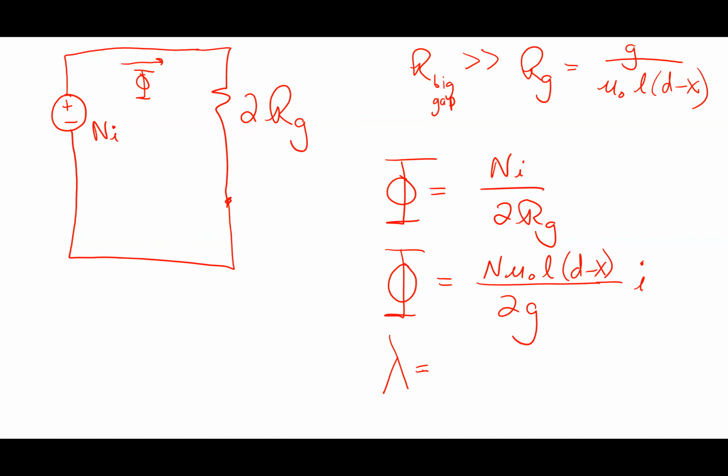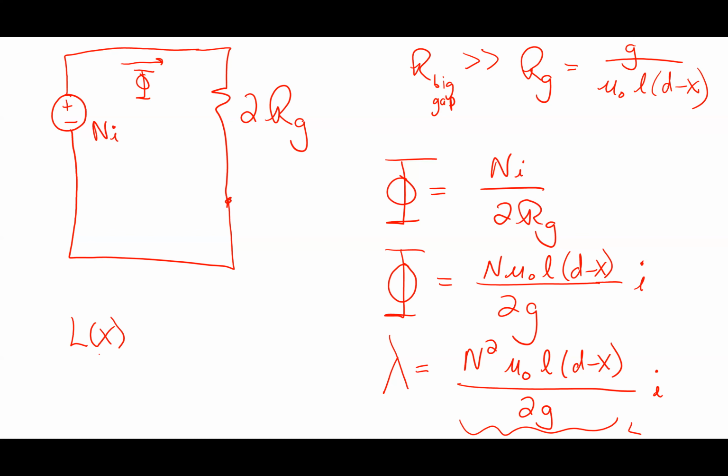How do we get to lambda? N times phi. So this becomes N squared mu naught L (d minus x) over 2g times i. Now notice that thing I said earlier about if this thing's going to move, the inductance is basically this. This is L right here. L is a function of x. L is a function of position, and the position can change as a function of time. So L of x is N squared mu naught L (d minus x) over 2g.